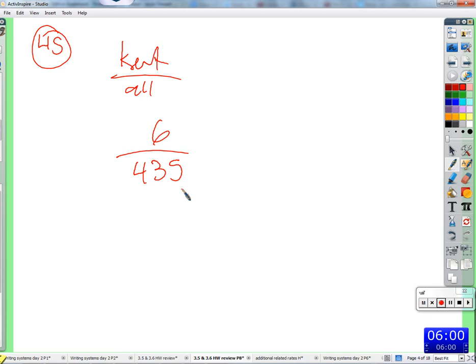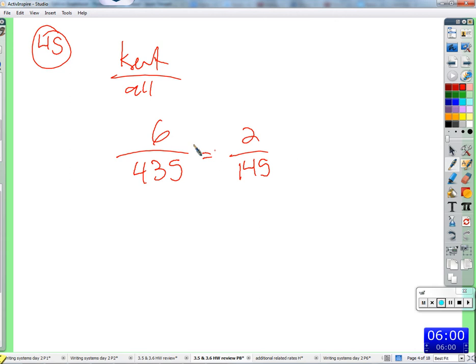If they had some common factors, we could simplify it a little bit. The only factors of six are two and three. This is not divisible by two, but is it divisible by three? Yes, it gives 145. So the ratio is two to 145. To put it in perspective, for every two Kentucky representatives, there are 145 representatives from the entire body.